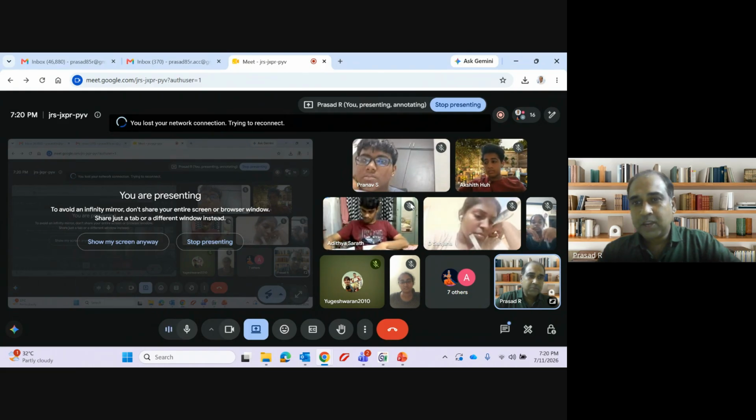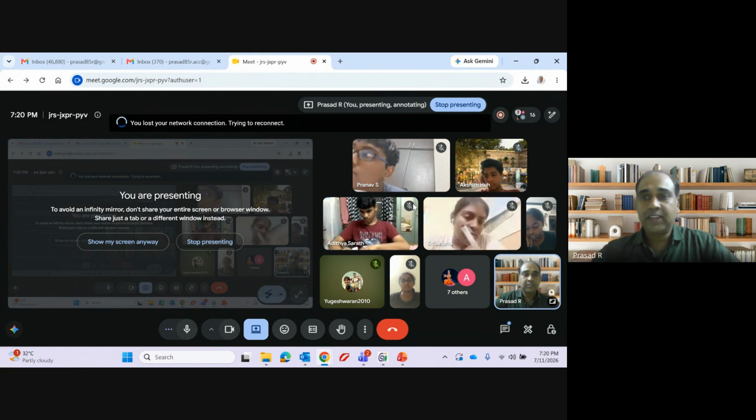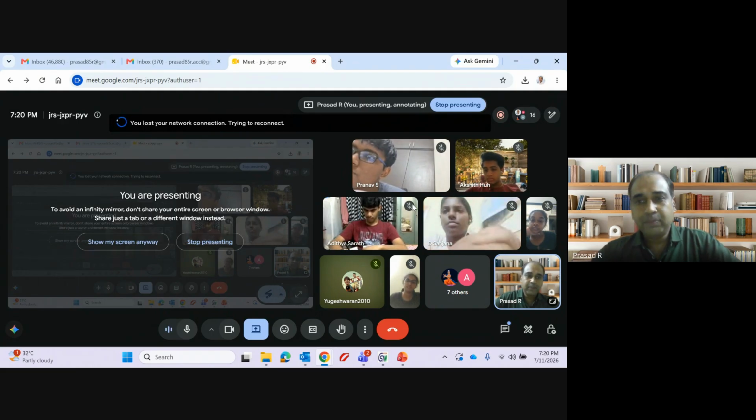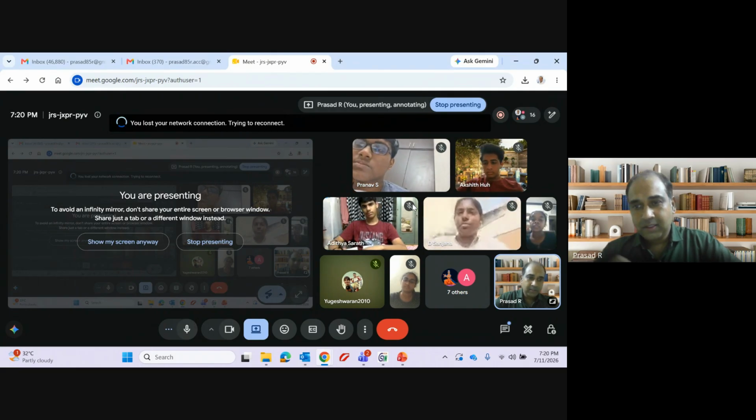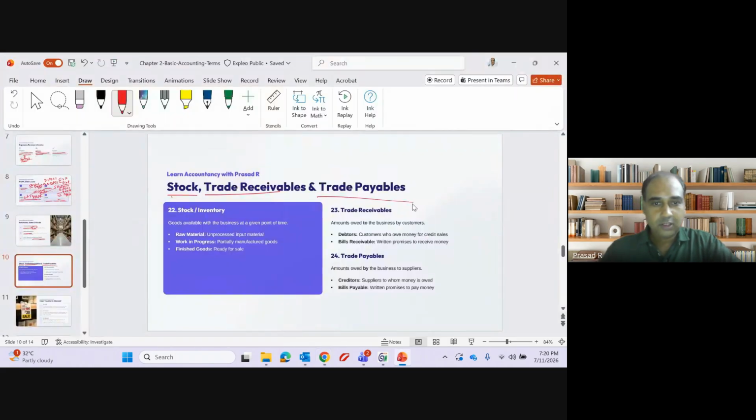On 31st March 2026, 3-4 months back, 31st March 2026 came. On 31st March 2026, 20 laptops were unsold. Those unsold laptops are called stock. What is stock?